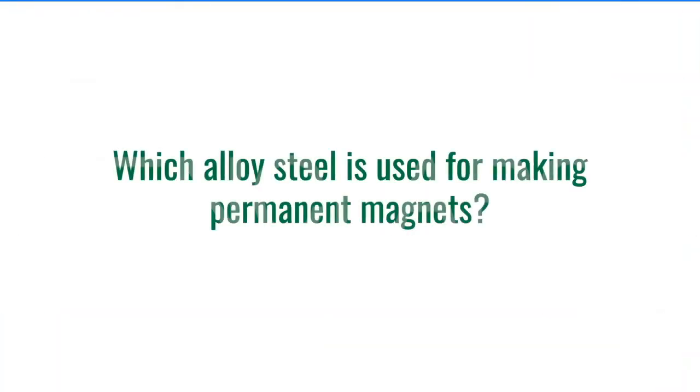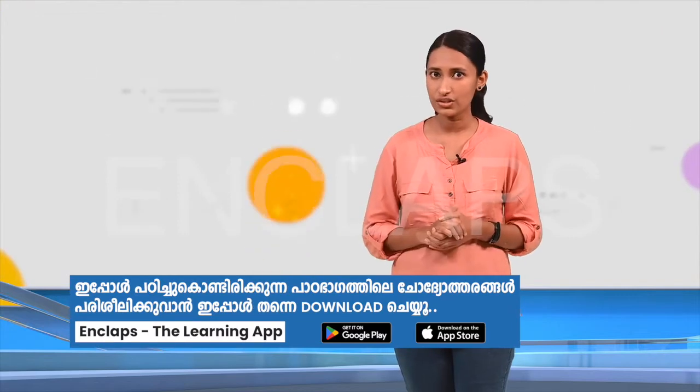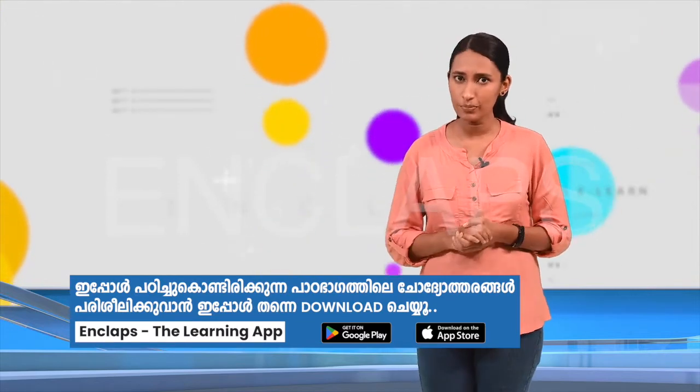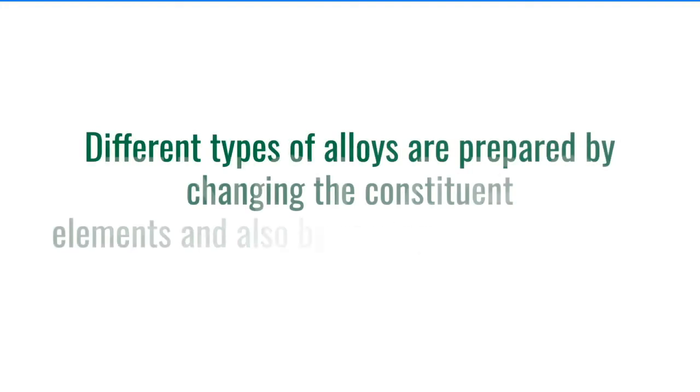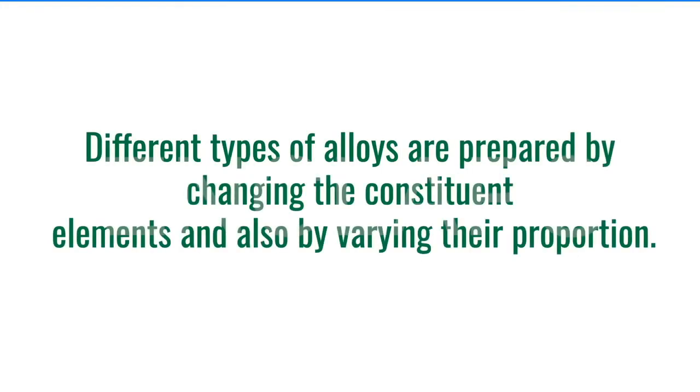Now just look at the next question. Which alloy steel is used for making permanent magnets? Since alnico has magnetic nature, it is used for making permanent magnets. So now, do you have a clear idea about the alloy steels? Okay. Different types of alloys are prepared by changing the constituent elements and also by varying their proportion.